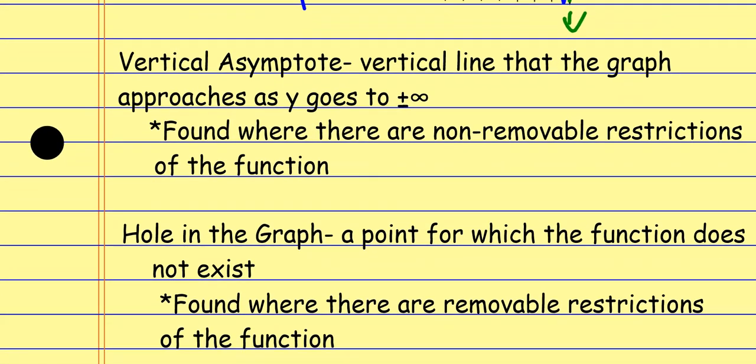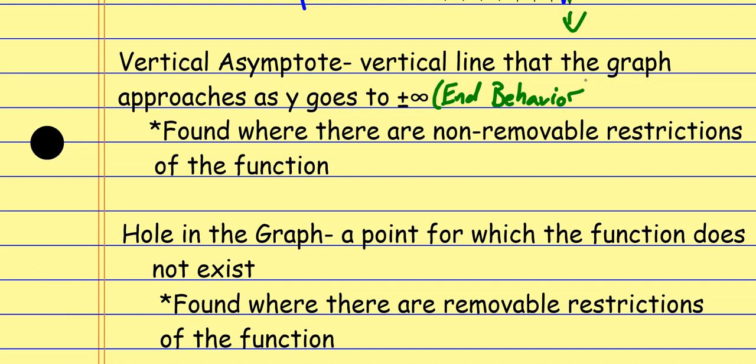All right, so let's talk about a vertical asymptote. A vertical asymptote is a vertical line that the graph approaches as y goes to plus or minus infinity. In other words, going to plus or minus infinity, that is end behavior. We already know that. We're describing end behavior, what it's doing on each end. So a vertical asymptote is describing the end behavior as we go up and down, essentially.